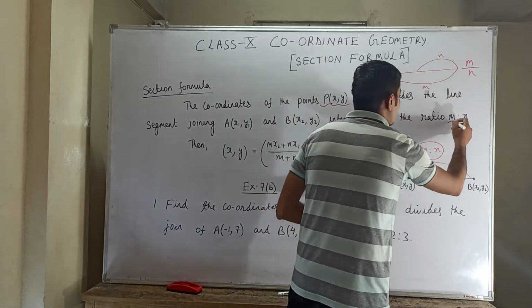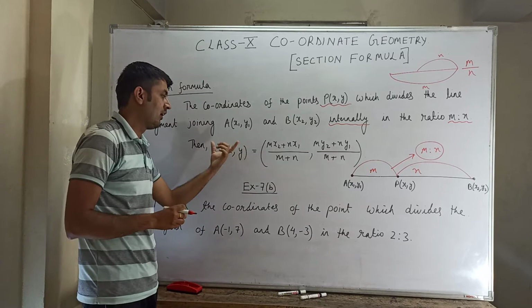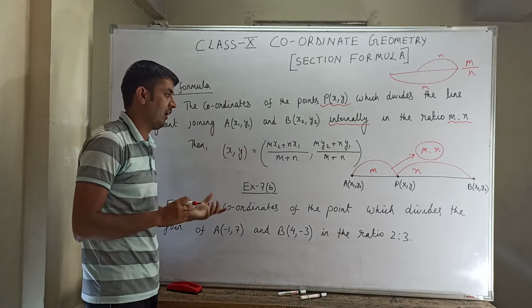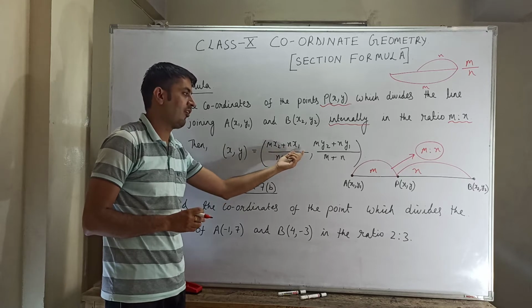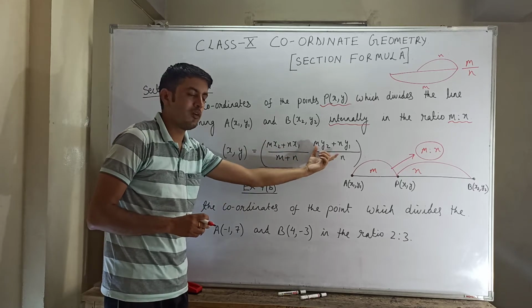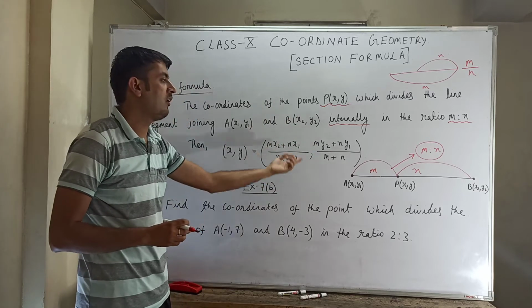And in the ratio m is to n, how to find out the coordinate (x, y)? Your coordinate (x, y) can be found as (m x2 plus n x1) divided by (m plus n). Then for the second coordinate, in place of x2, x1, you write y2, y1.